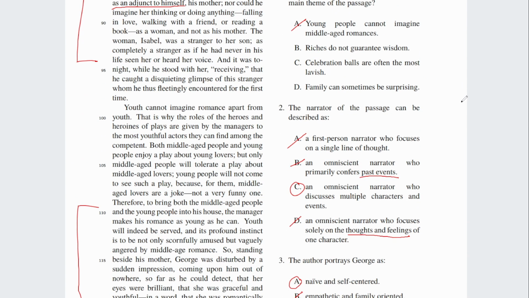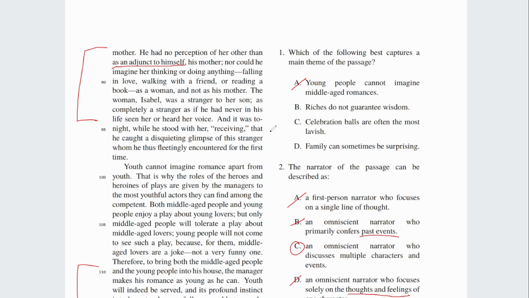And in fact, even later on, we're talking about what youth can't imagine. And so, points throughout the entire passage are really showing us that riches don't guarantee wisdom, right? We see that riches and wisdom are these two main ideas, and we're sort of fitting them together over the course of this entire passage. And that's what a main theme looks like. So for that reason, I think that it is the correct answer here.